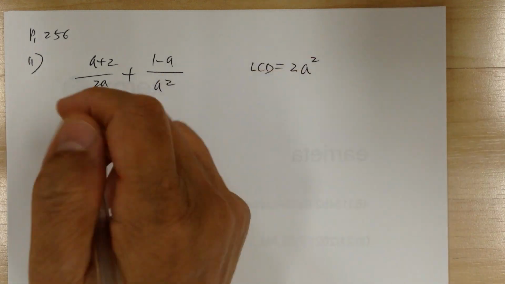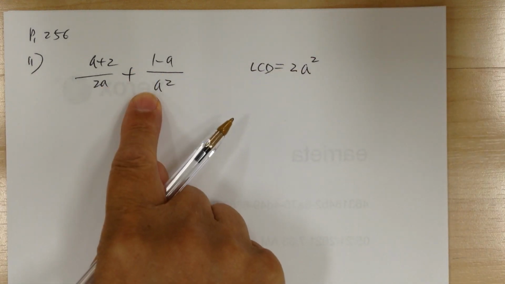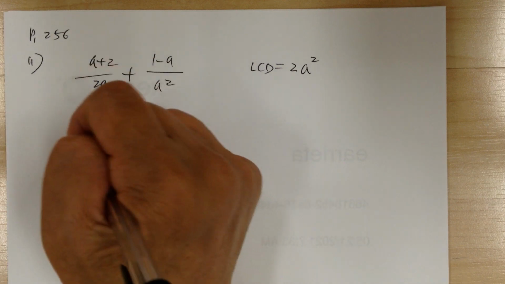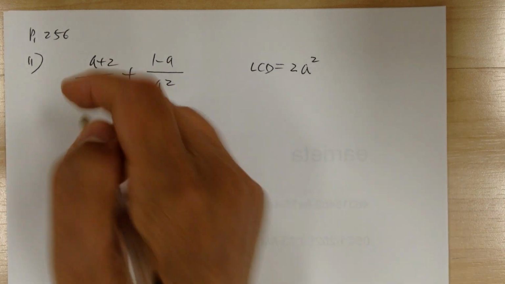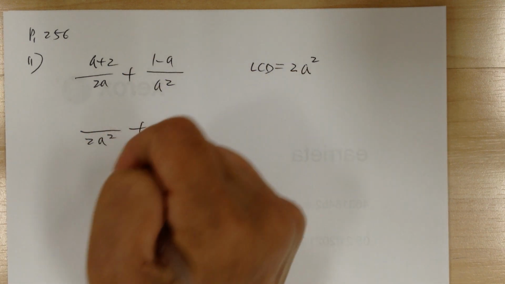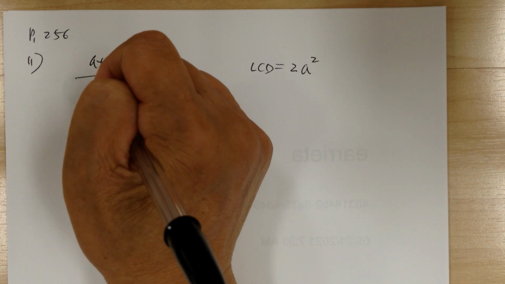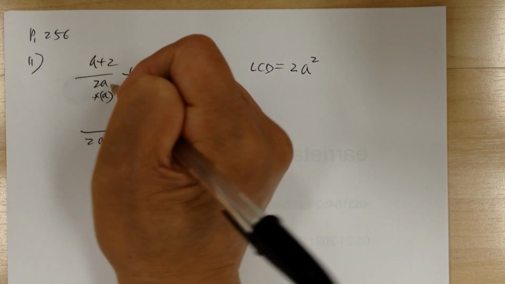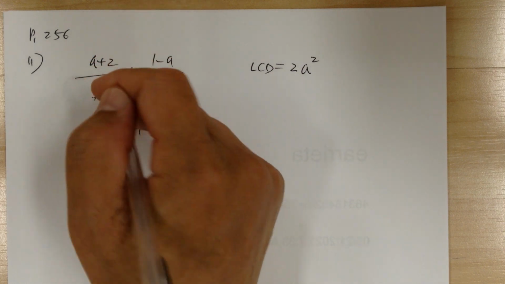So that's your LCD. Now this is not an equation, so you cannot just multiply to get rid of the denominator. You have to get your LCD. So put the LCD down here. Okay. So the next step is you have to figure out how you're going to get from here to here. Well, from here to here, you need to multiply by a. So you have to multiply both top and the bottom by a.